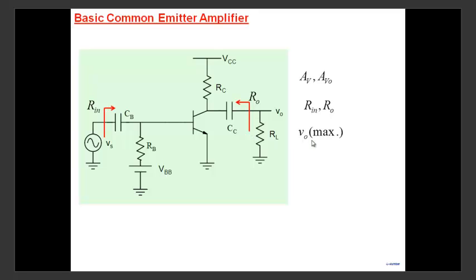We need to find out how large V0 can be, the maximum output voltage swing. We need to look at the lower cutoff frequencies and upper cutoff frequencies. I've mentioned earlier, we need to look at the stability of the whole amplifier against all kinds of variations. Here I've mentioned the stability against variations in beta.